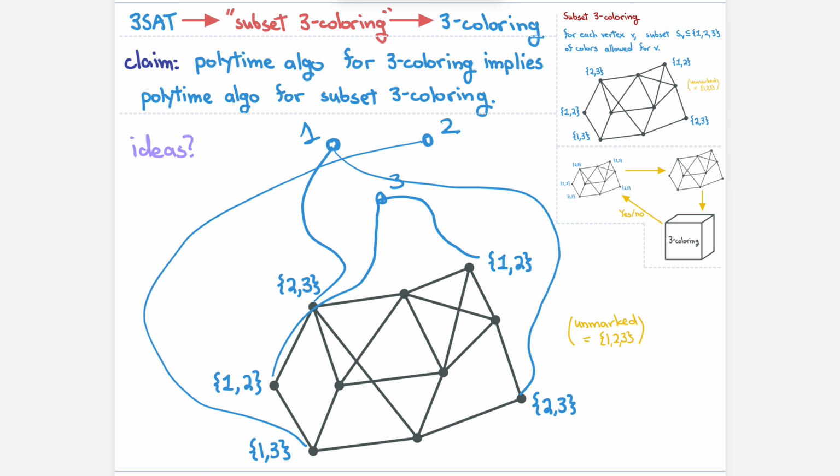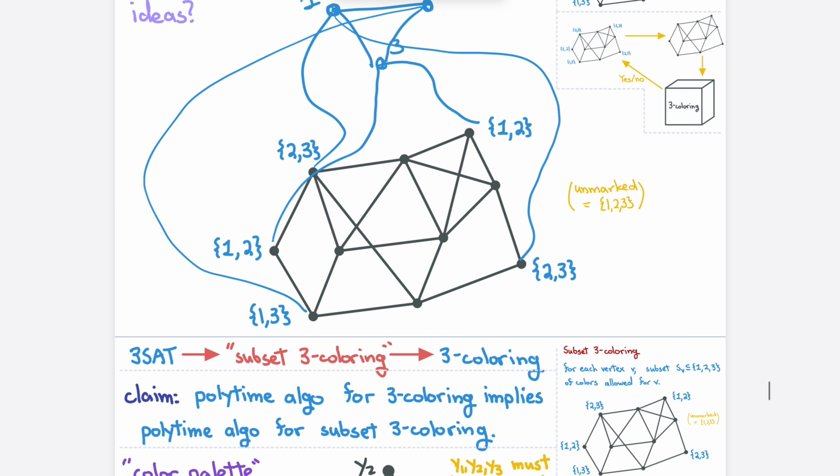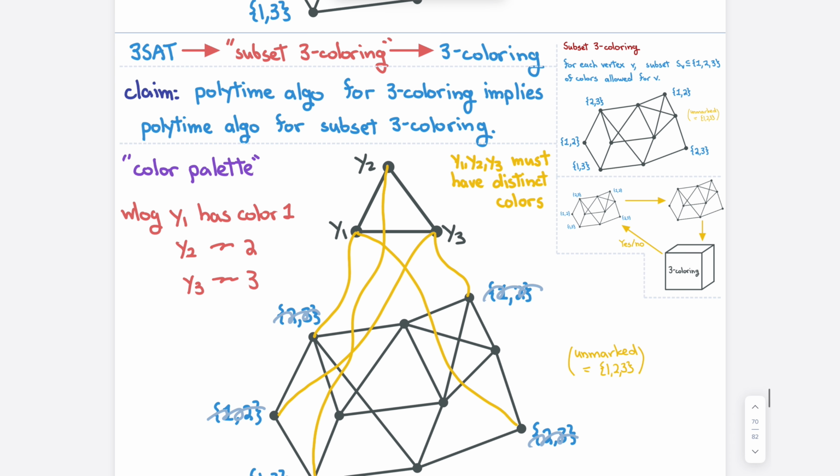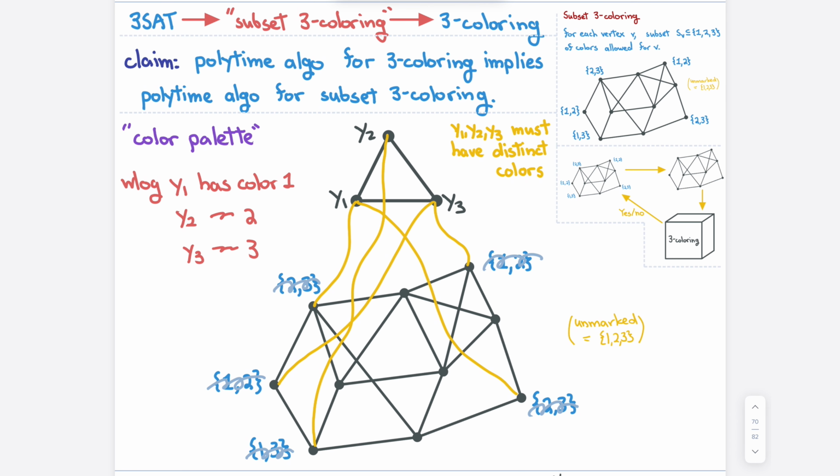Yeah. Connect the 3 you just added all together. Okay. So I'm going to connect the 3 together. Now they have to have 3 different colors, and I'm just going to interpret one of them as color 1, color 2, color 3. So you have something like this. Y1, Y2, Y3 have to have distinct colors. So just decide, I'm going to call Y1 color 1. And then you connect everything just like this. And once you do that, you can actually erase the lists on them.